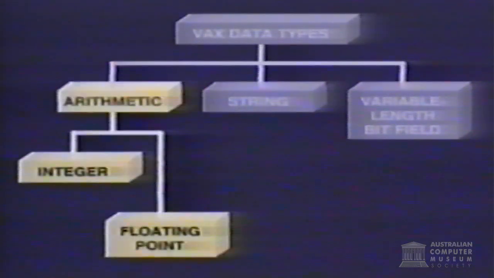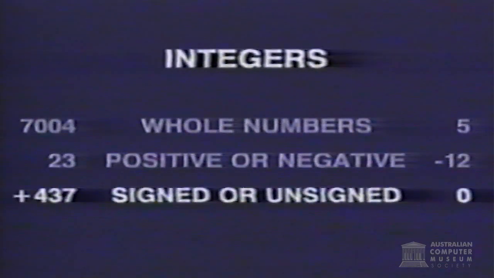There are two kinds of arithmetic data types, integers and floating point data. Integers are whole numbers with positive or negative values. Integers can be signed or unsigned. That is, they can contain an explicit plus or minus sign, or neither.